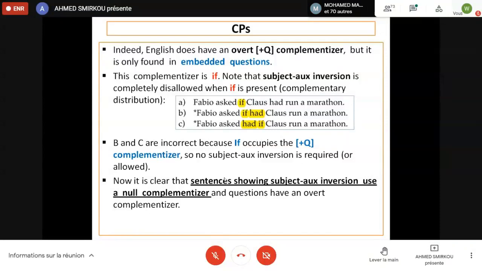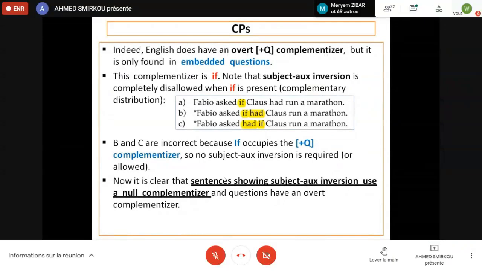Three main points. First, there is an overt complementizer with embedded clauses, I think that, etc. And there is an overt complementizer with embedded questions, I asked if, etc. And the third point, there is a null, not overt, a null complementizer with yes or no questions. Okay? These are the three main points.